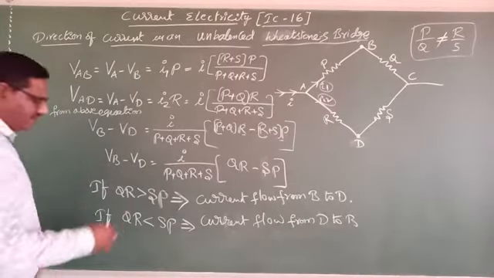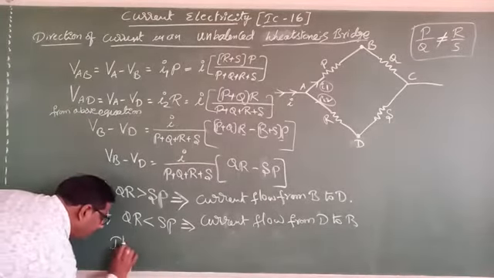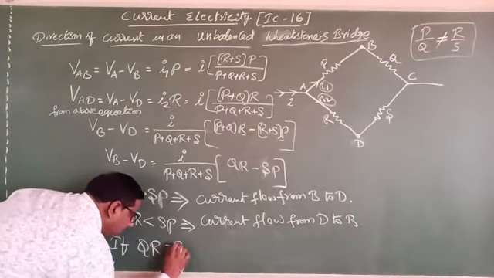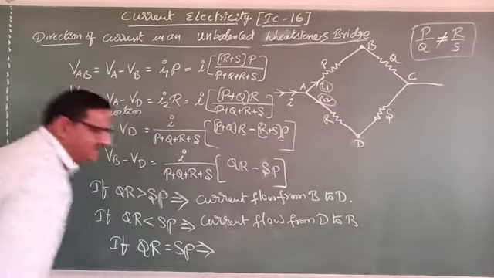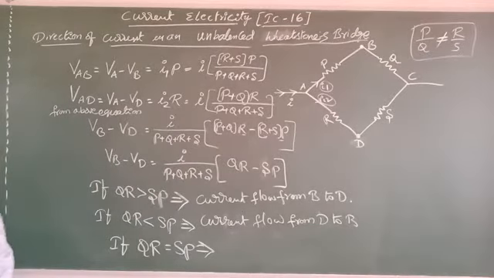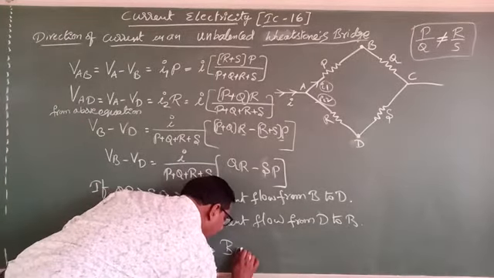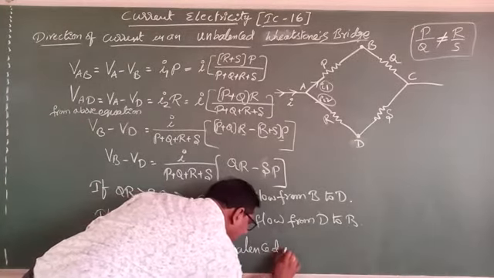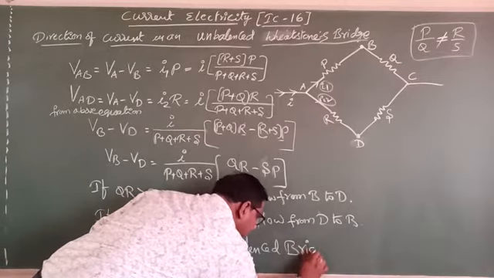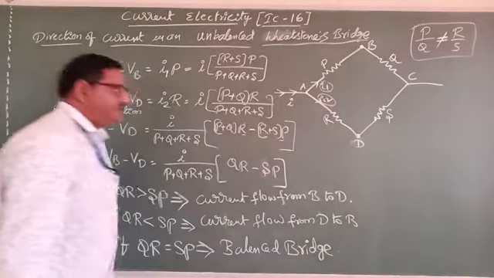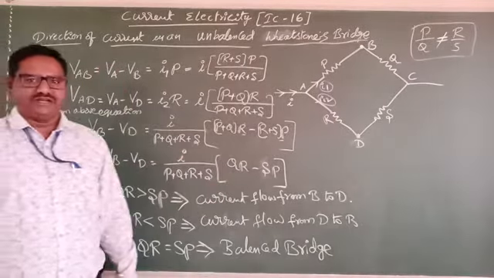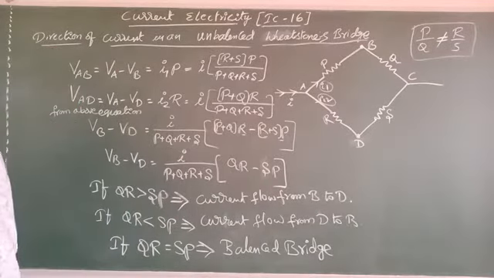Suppose both are equal, if QR is nothing but SP, then the bridge is said to be balanced. So this is called a balanced bridge. I understand. These are all unbalanced Wheatstone bridges. Can you follow? Now, irrespective of this unbalanced bridge, we will solve some numericals.